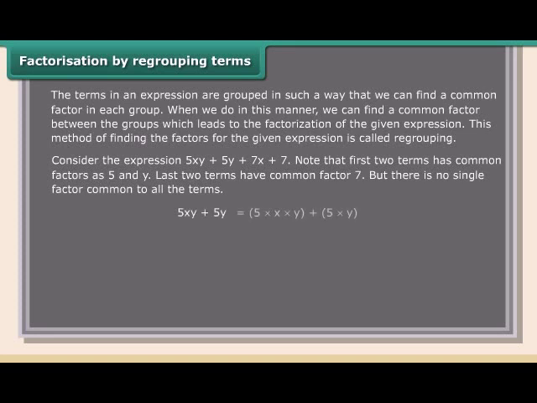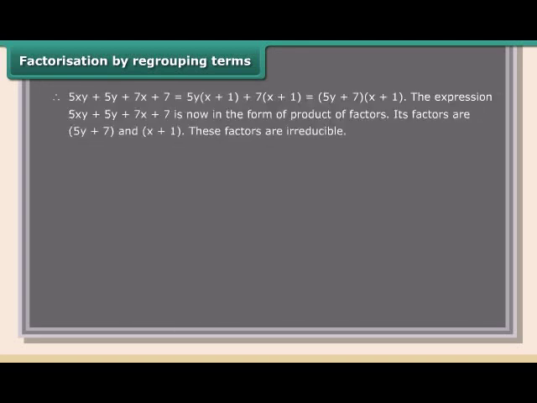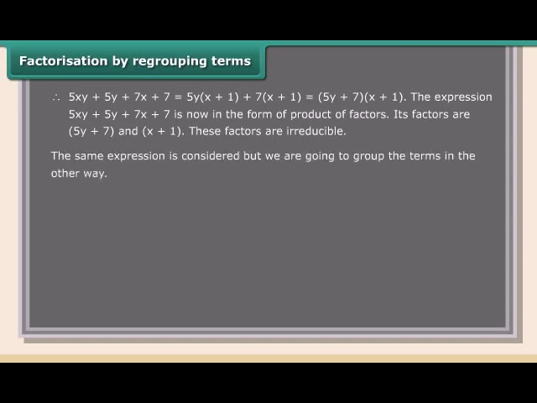5xy plus 5y is equal to 5 into x into y plus 5 into y, which is equal to 5y into x plus 5y into 1, which is equal to 5y into x plus 1. 7x plus 7 is equal to 7 into x plus 7 into 1, which is equal to 7 into x plus 1. The expression 5xy plus 5y plus 7x plus 7 is now in the form of a product of factors. Its factors are 5y plus 7 and x plus 1. These factors are irreducible.